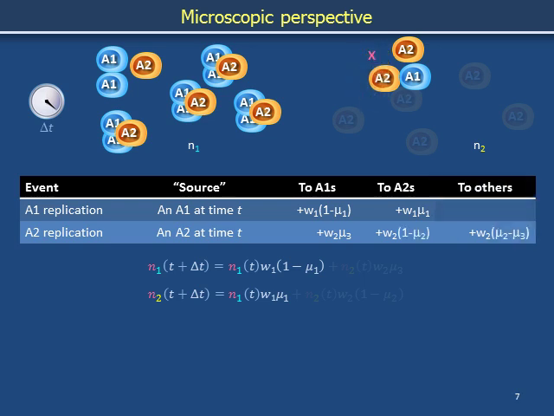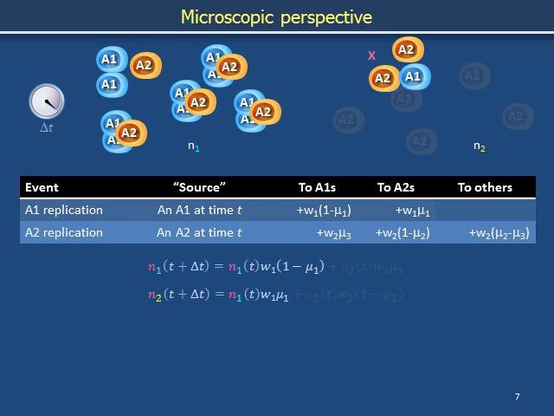We use mu2 to denote the fraction of the W2 cells that are mutants, either mutants with allele A1 or mutants with another allele neglected by this model. The fraction of the W2 cells that has an allele other than A1 or A2 at time t plus delta t is mu2 minus mu3.